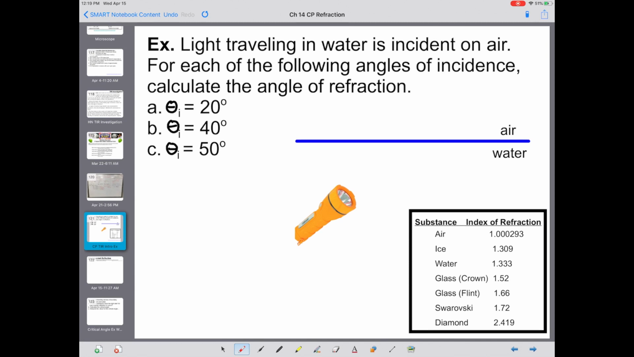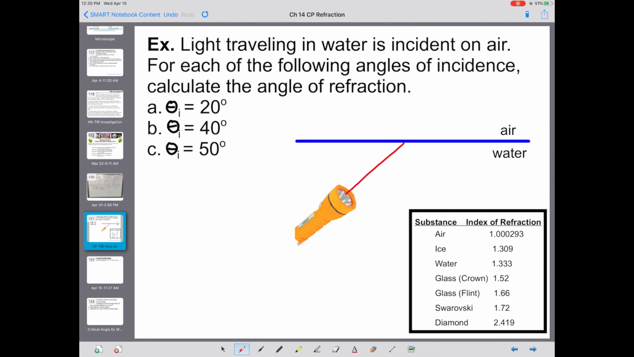Welcome back to physics. Today we are pondering total internal reflection. So let's introduce with an example. Light is traveling in water incident on air. We have shown in the diagram below a flashlight below water shining from the water up towards a boundary with air, and we're considering different angles of incidence, and we want to know what the angle of refraction is.